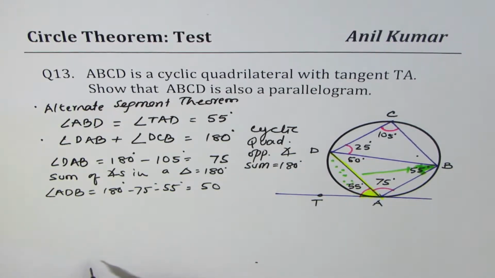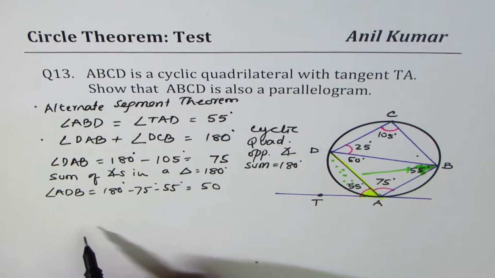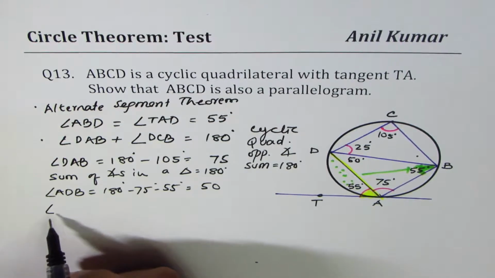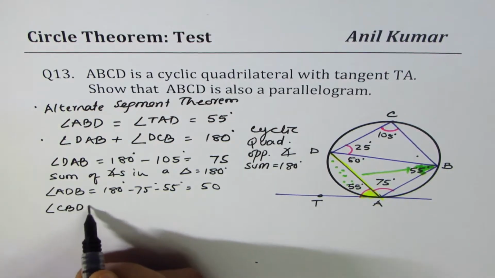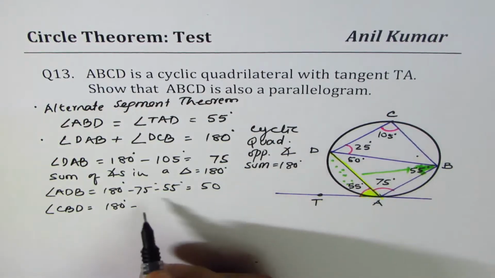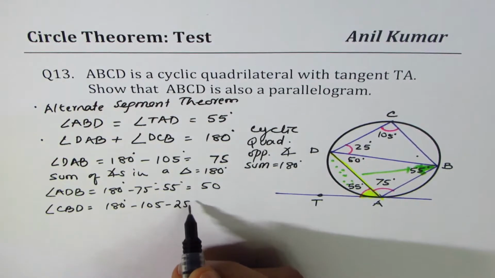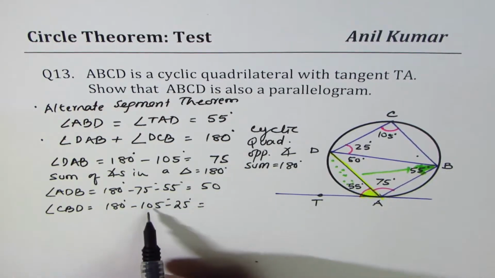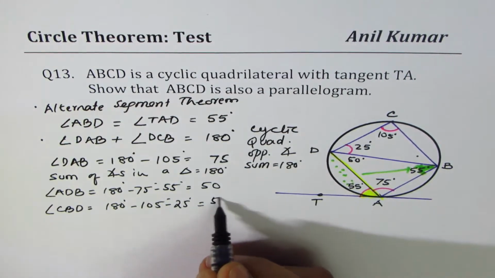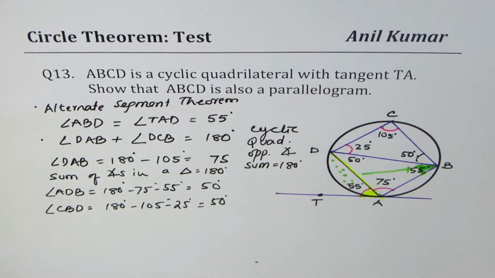Similarly, we can find the other angle. You can also use the cyclic quadrilateral theorem, but it's better to use, let's do angle CBD should be equal to 180 degrees, take away 25 and 105, right? Let's take away 105 and then 25. If I take away 105, I get 75, take away 25 is 50 degrees. So this one is also 50 degrees.